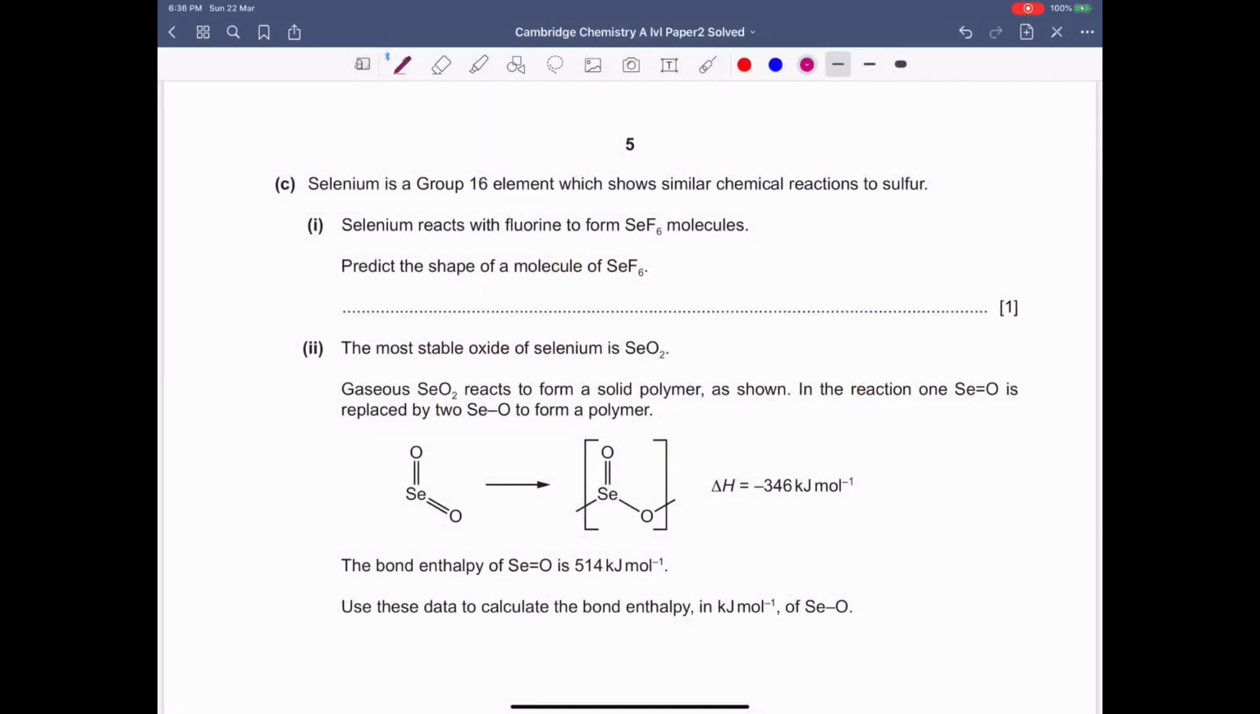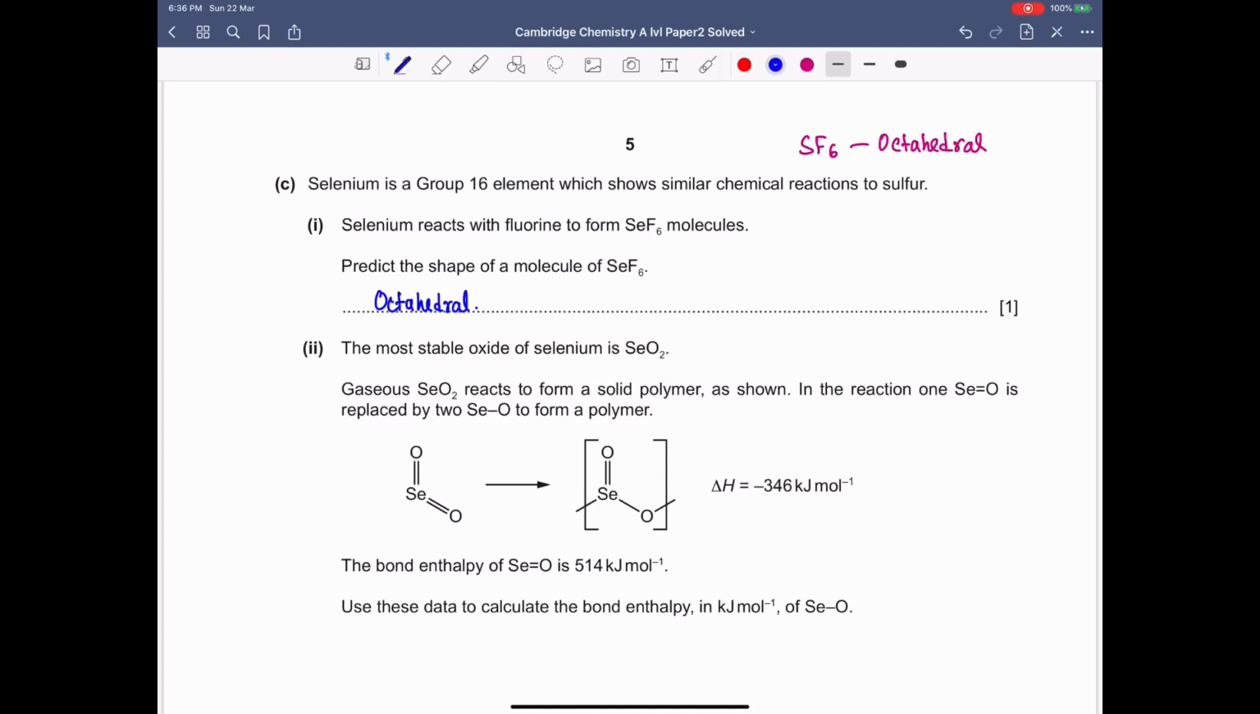In this question, selenium is a group 16 element which shows similar chemical reactions to sulfur. Selenium reacts with fluorine to form SeF6 molecule. Predict the shape of a molecule of SeF6. So we know SF6 and we know it's octahedral. So SeF6 should be octahedral as well.